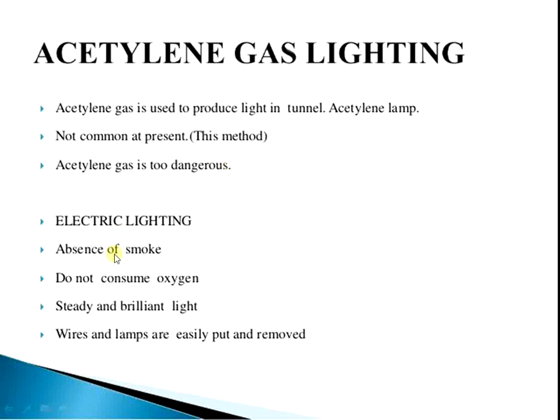Next, electric lighting. There is an absence of smoke, it does not consume oxygen, and it gives a steady and brilliant light. Wires and lamps are easily put in and removed. Nowadays we use electric lighting. It is easy to get steady and brilliant light, and no gases or smoke are created. It is also easy to maintain and repair.